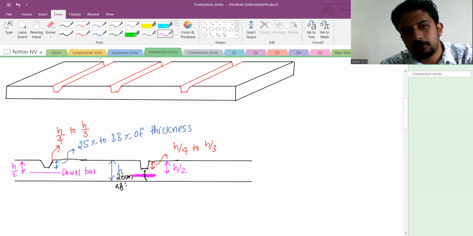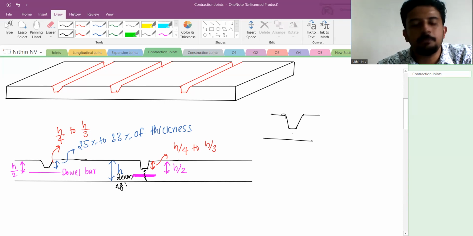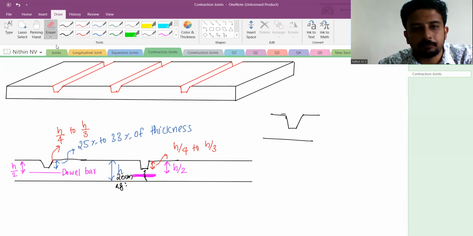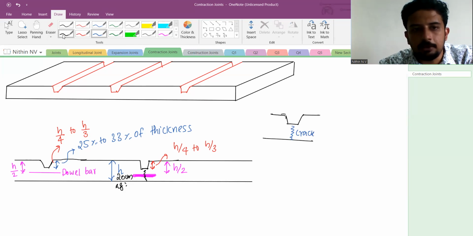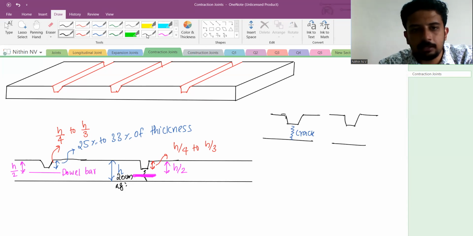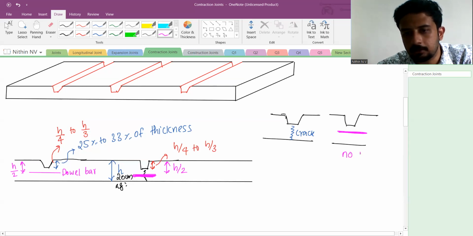That's it. If I'm just showing the construction joint, the contraction joint only, if the dowel bar is not placed, what will happen? There will be cracks also. This is what a crack is. Now in another image, if we are providing the dowel bar at mid depth, then no crack will be generated. That's it.